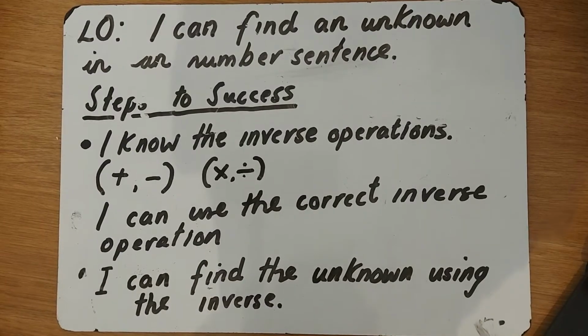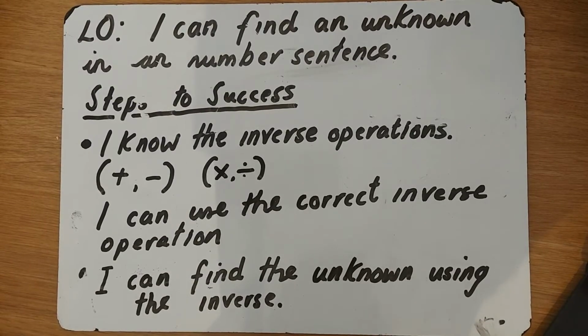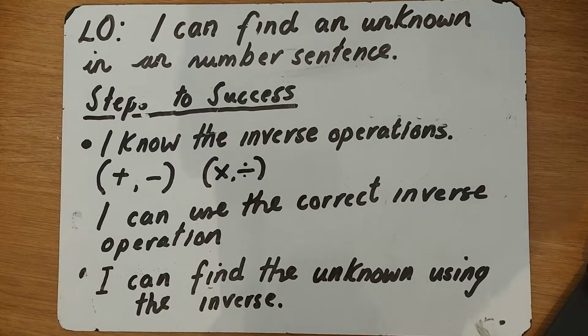Okay, so let's quickly read through, and then the quicker we get going, the quicker we can see how to do it and see what I'm talking about. Right, so the objective: I can find an unknown in a number sentence, and these are our steps to success. I know the inverse operation, so you need to know how adding, subtracting, multiplying and dividing are related, and I'll go through a quick recap now for that.